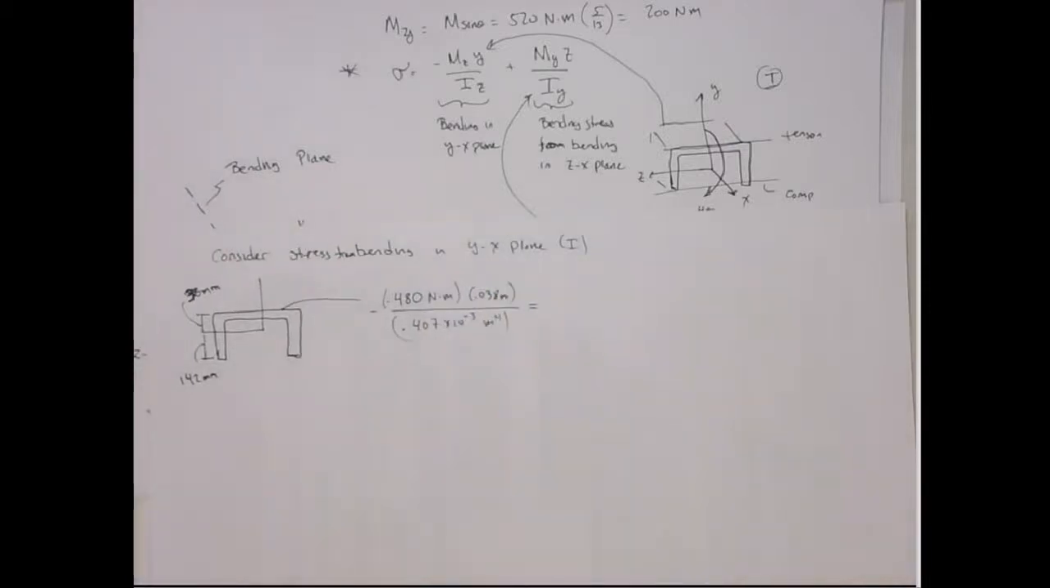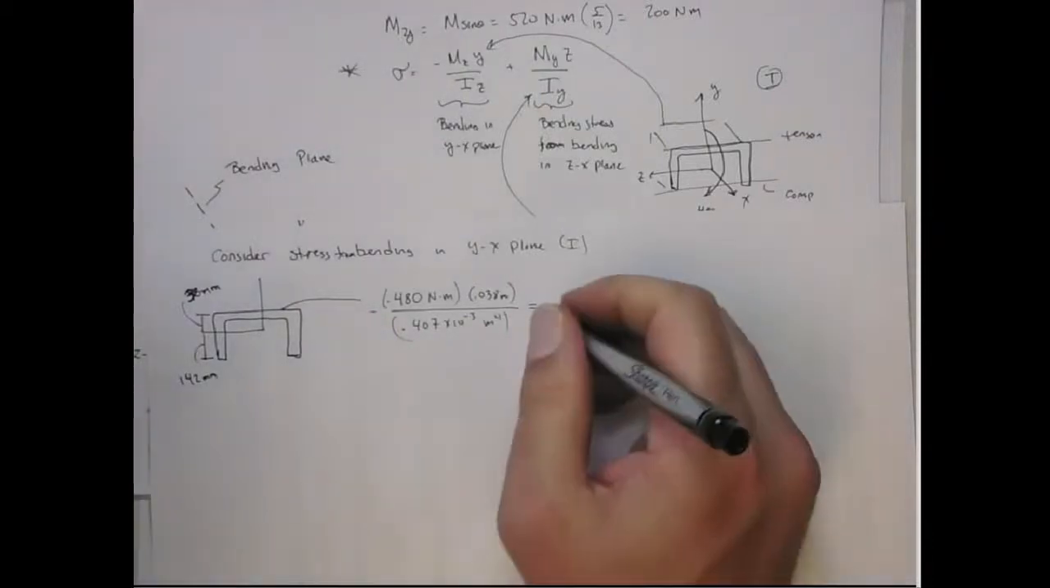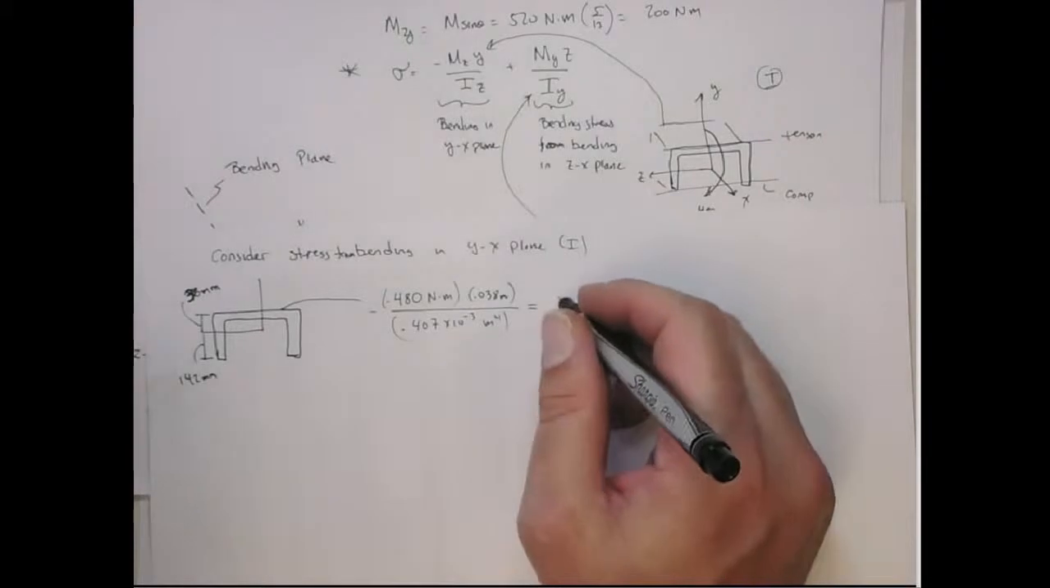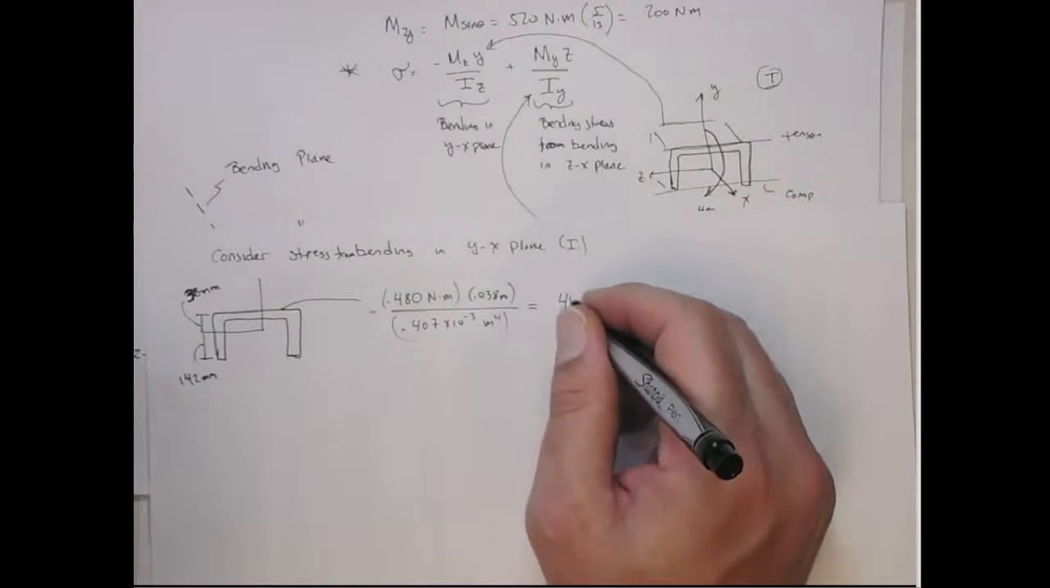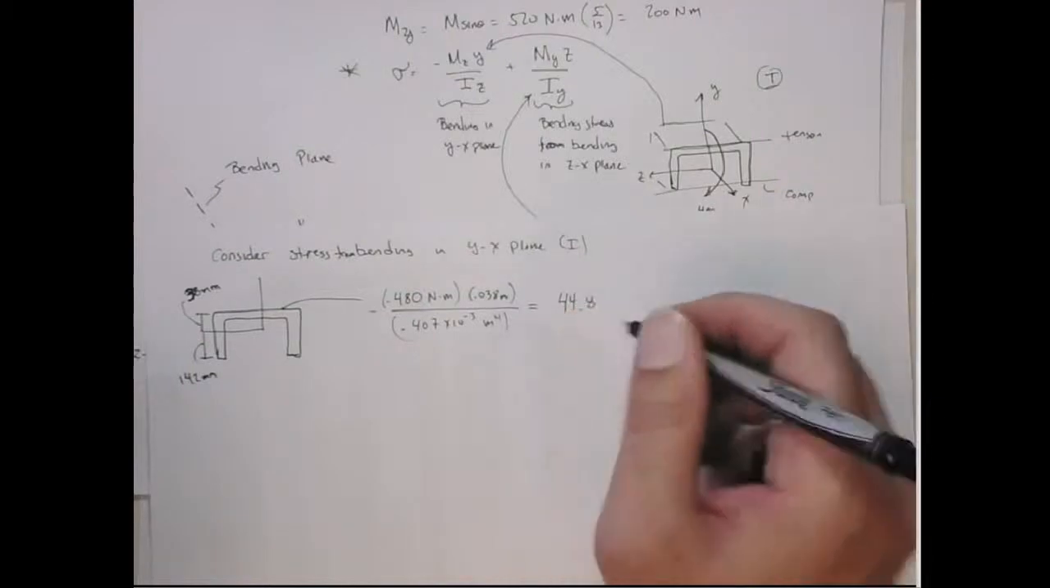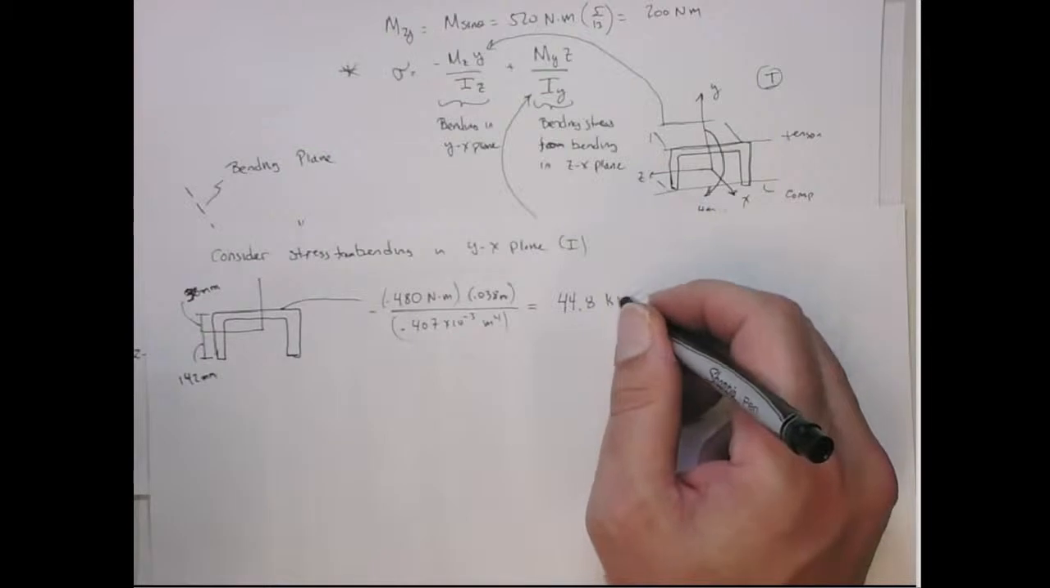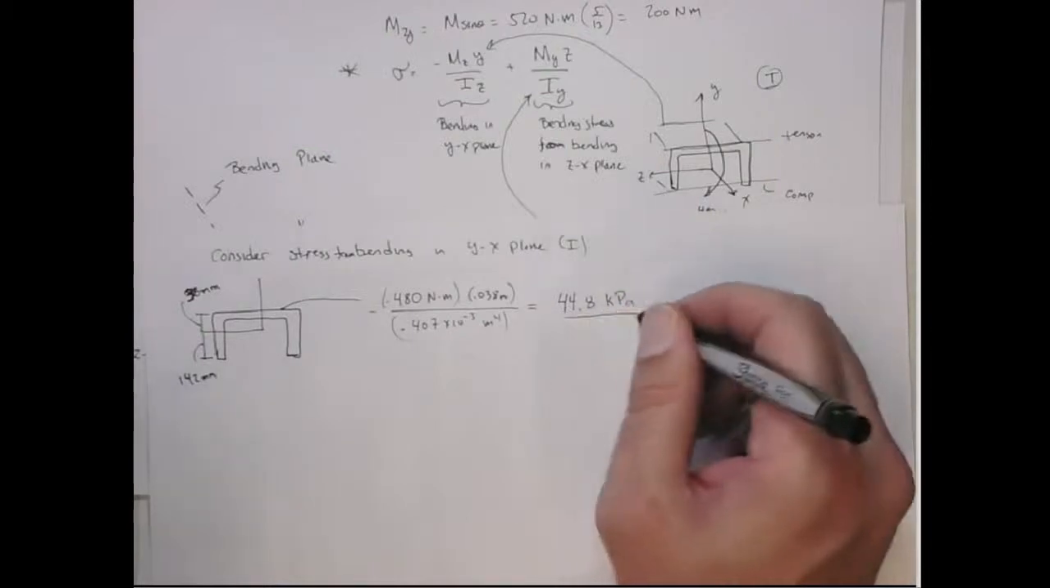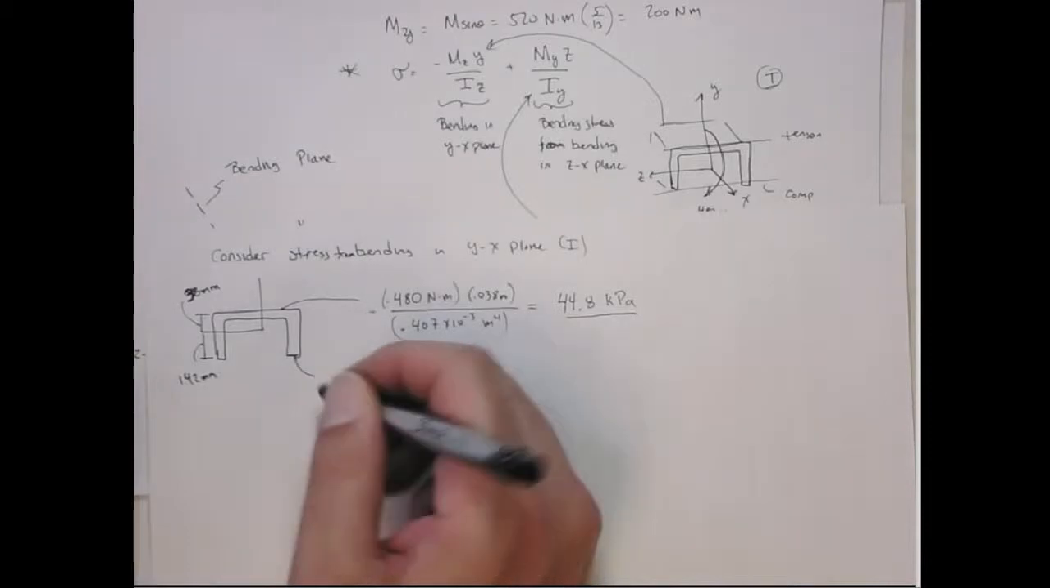Now when I compute that, what do I get? 480 times 0.038 over 0.407 times 10 to the minus third. This gives me 44.8 kilopascals.